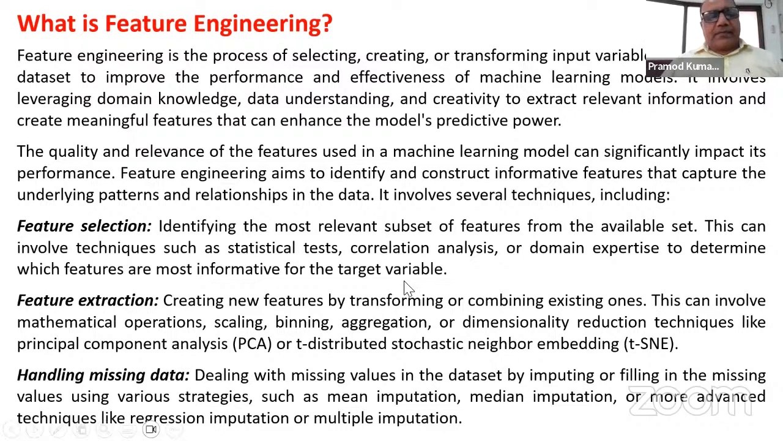So the difference between feature selection and feature extraction is that in selection, we do not create a new feature, we only form a subset. And here the features are reduced by transforming or combining the existing features. This can involve mathematical operations, scaling, binning, aggregation, or dimensionality reduction techniques like PCA or t-SNE. PCA is principal component analysis, and t-SNE is t-distributed stochastic neighbor embedding.